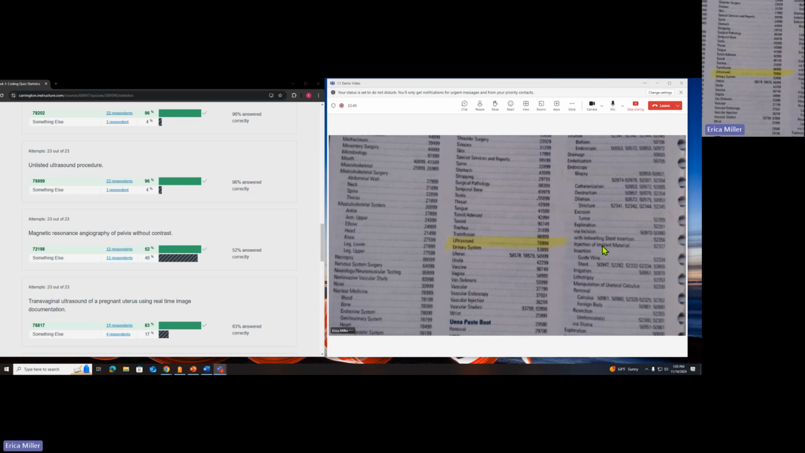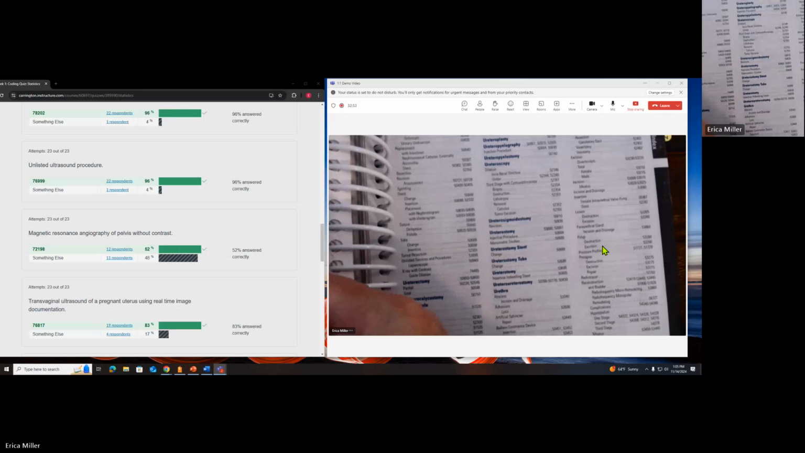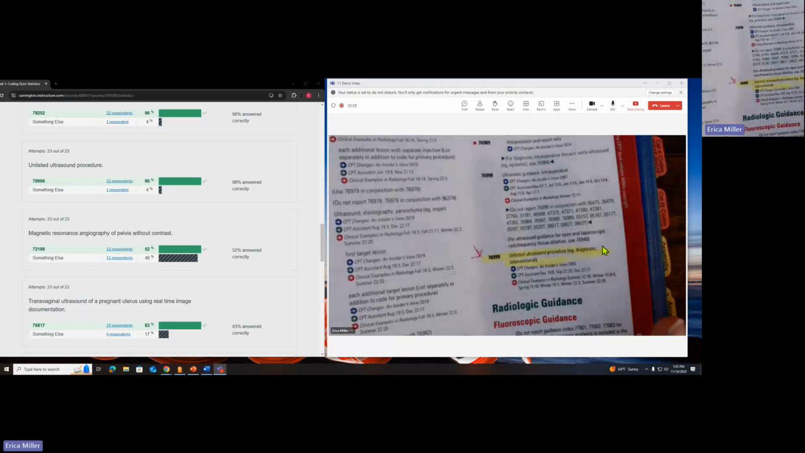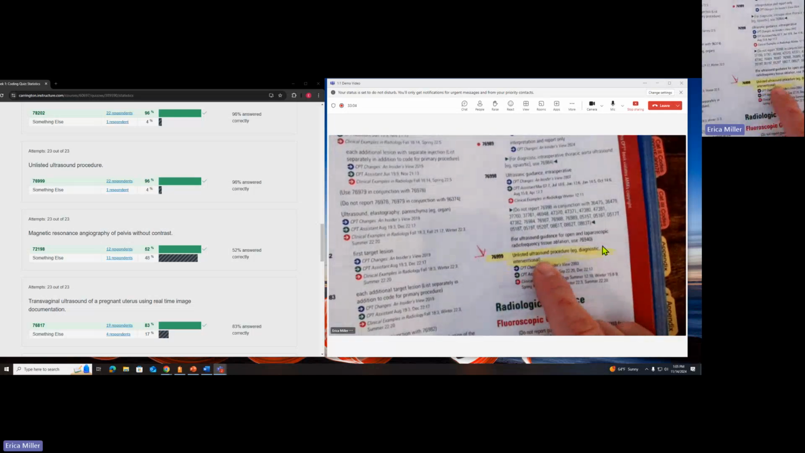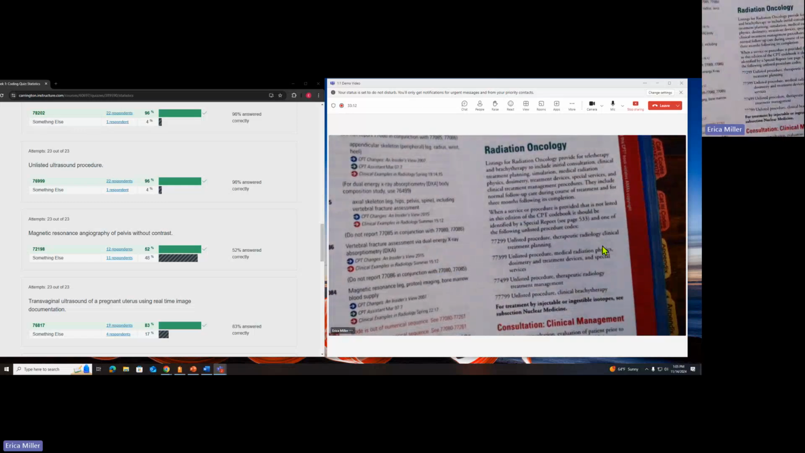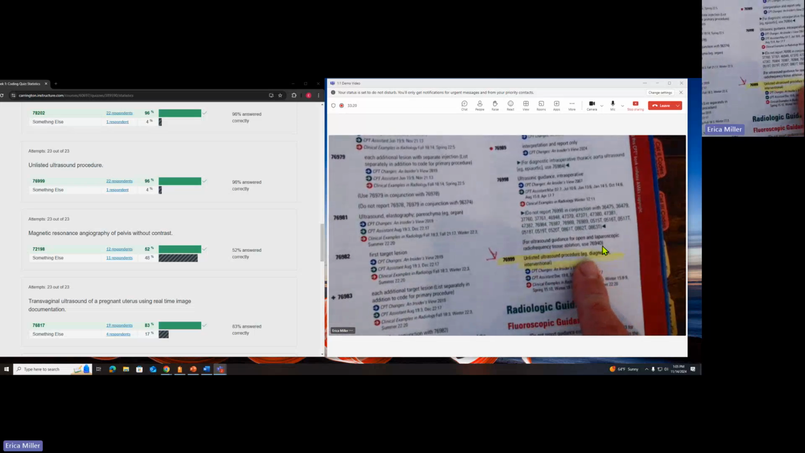All right, so unlisted procedure 76999. And then again, take it over to your tabular section. And the general rule of thumb is that if it's an unlisted service, it will always be listed at the end of any category. Okay, if there is an unlisted service that is associated to that particular category. Okay, and there you go. Unlisted ultrasound procedure, could be diagnostic, interventional, etc.